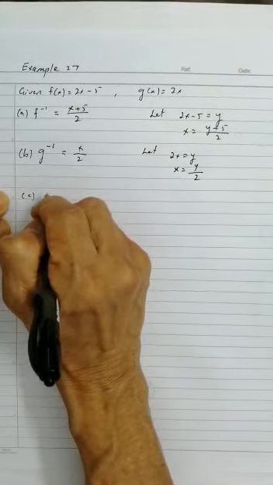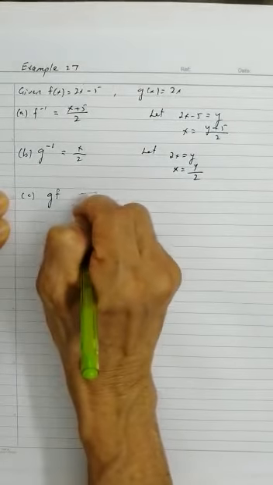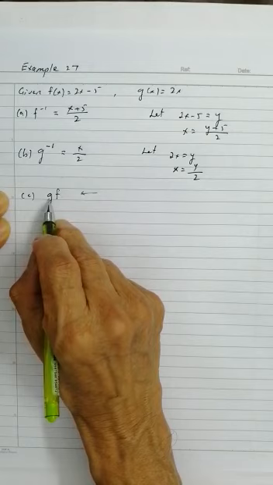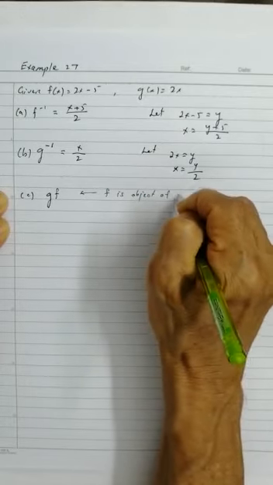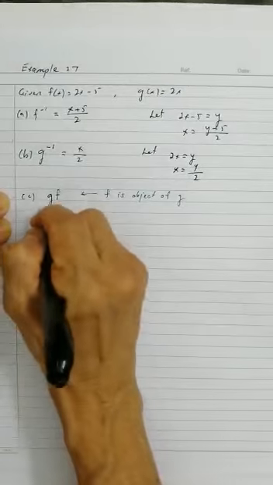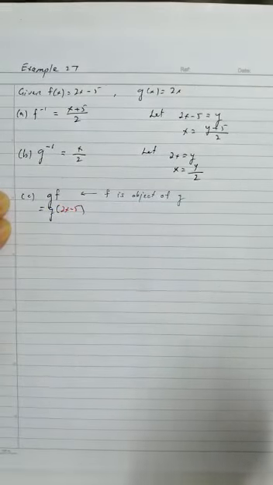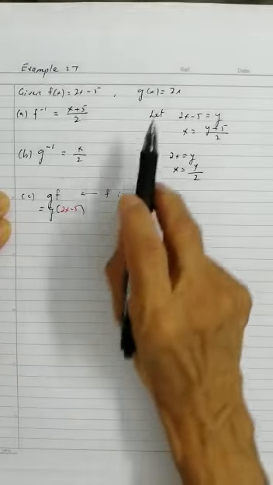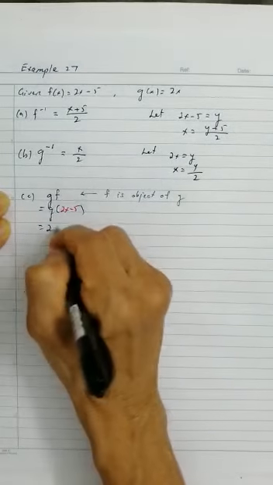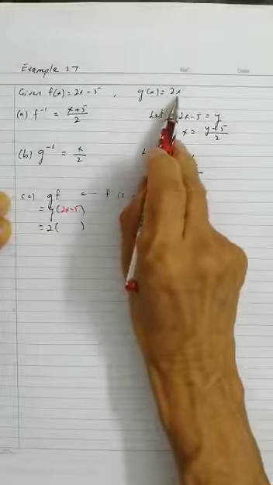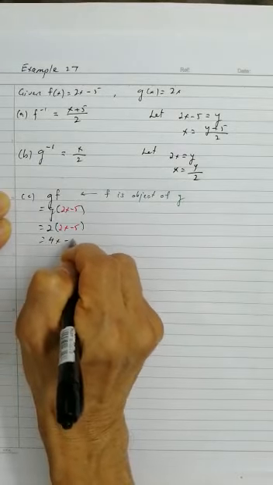In part C, we are asked to find g of f. This means that function f is now the object of function g. So this is g, and function f is 2x minus 5. So the object now is 2x minus 5, and this is multiplied by 2. So this will give us 4x minus 10.